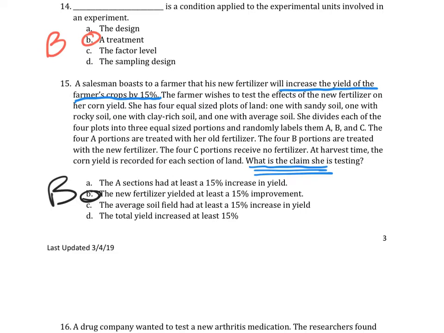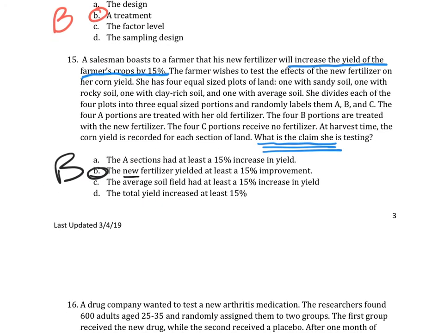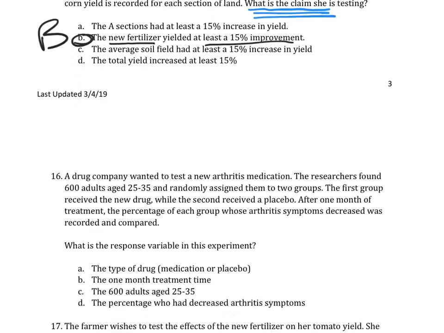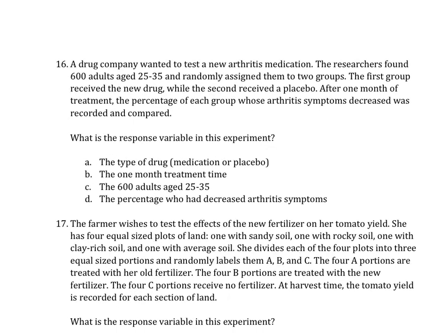Fertilizer yielded at least a 15% improvement. You got to say the new fertilizer, the thing you're trying to test, and then what the goal is, the thing you're trying to find out if it actually works. Then number 16, a drug company wanted to test a new arthritis medication. They found 600 adults, randomly assigned them to two groups. First group got the new drug, second group received the placebo. After 1 month of treatment, percentage of each group whose arthritis symptoms decreased was recorded and compared.